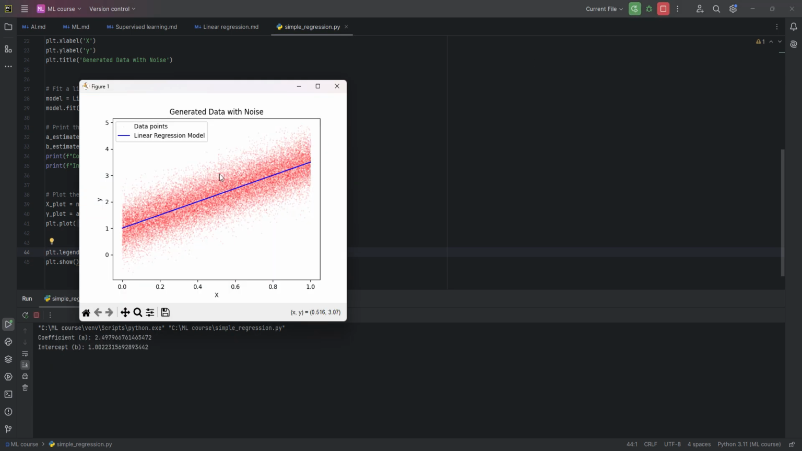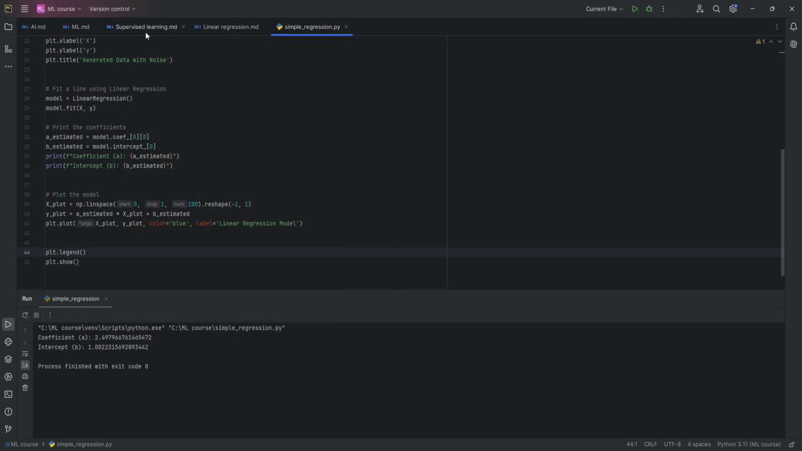first, we produced some synthetic data, the red points, and then we fit a simple line to this data, and we were able to reproduce the coefficient and the intercept that we used to generate those synthetic data. So that was what we did last time. But in general, we need to have some metrics to evaluate how good our regression model is. And that's what we're going to talk about in this video.